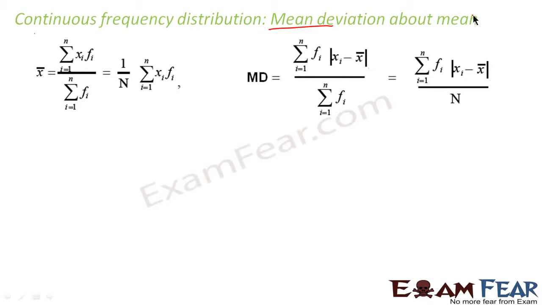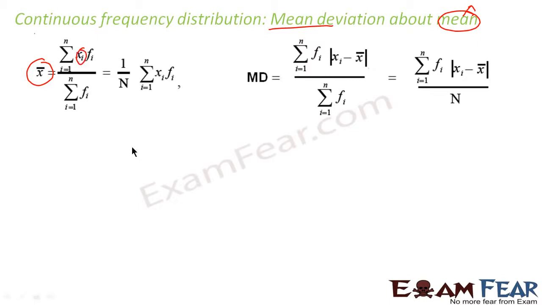Now if you want to find the mean deviation about mean, please remember, mean deviation about mean, not median, the formula will change. For continuous distribution, for mean deviation about mean, first we'll have to find the mean, correct? Because if you want to find mean deviation about a point A, we have to first find the point A. So in this case, we have to first find the mean. To find the mean, we'll use the same formula which we have used in the past: sigma fi xi by sigma fi.